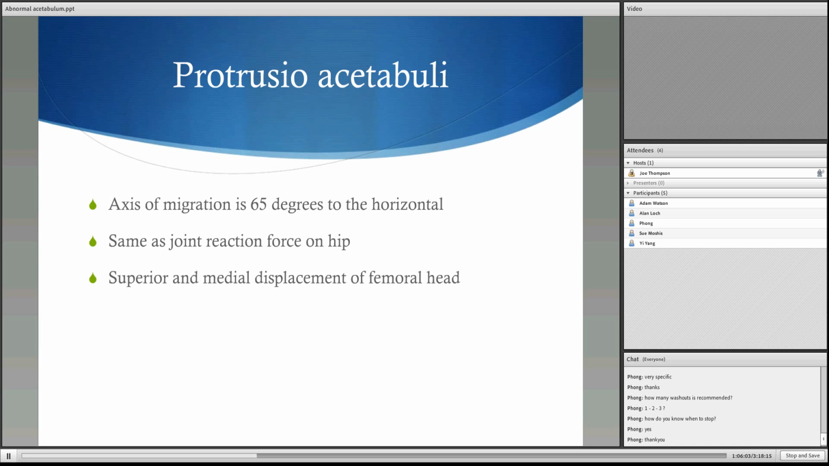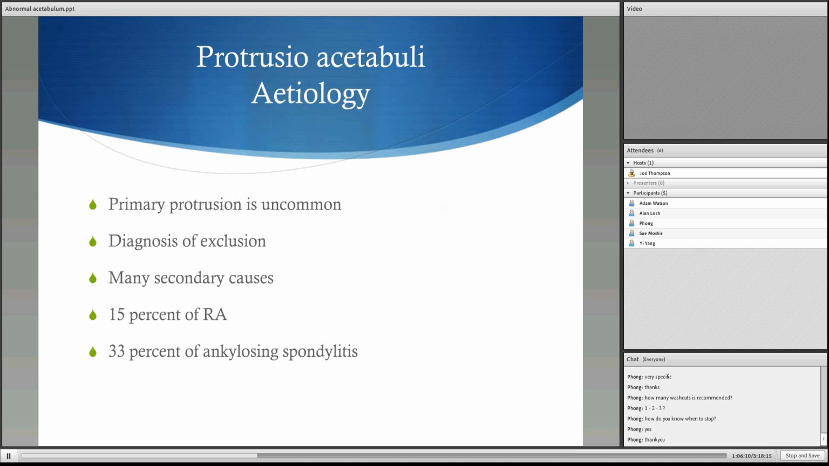Charnley graded that protrusio as mild, moderate, and severe. Mild being less than 5 millimeters, moderate 6 to 15, and severe greater than 15. It's just a diagram.